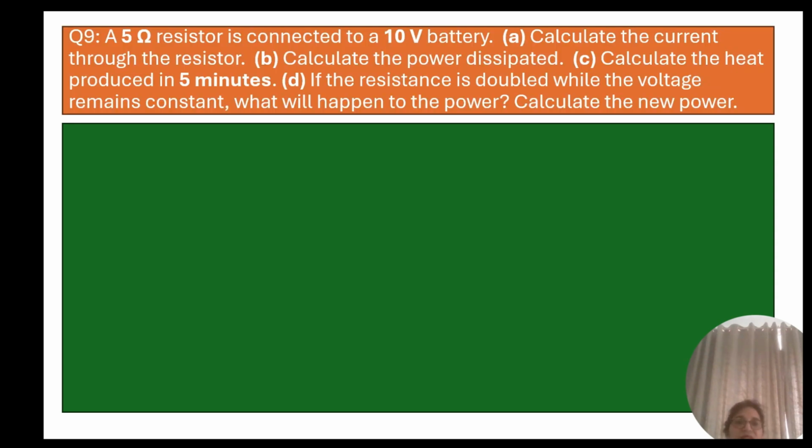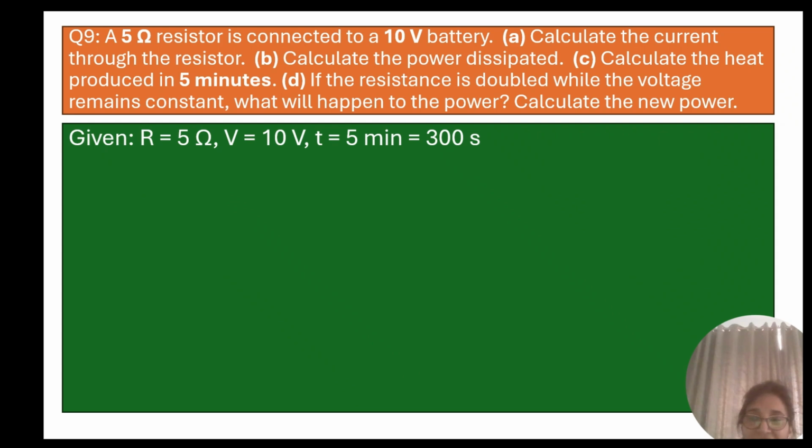Students, let's understand question number 9. A 5 ohm resistor is connected to a 10 volt battery. You need to calculate the current through the resistor, calculate the power dissipated, and calculate the heat produced in 5 minutes. And if the resistance is doubled while the voltage remains constant, what will happen to the power? You need to calculate the new power. So what is given here? Resistance is 5 ohm, voltage is 10 volt, and time is 5 minutes. Here you need to remember to convert minutes into seconds. So 5 minutes will give you 300 seconds.